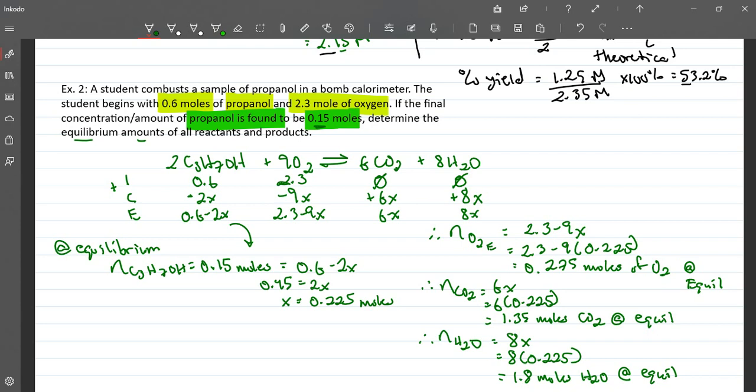Let's see. Sig figs, looks like there is just one, right? So we'd have to round this all to one sig fig. This would be 0.3. This would be just 1, and that would be 2. Right. Okay. Hope this helped.